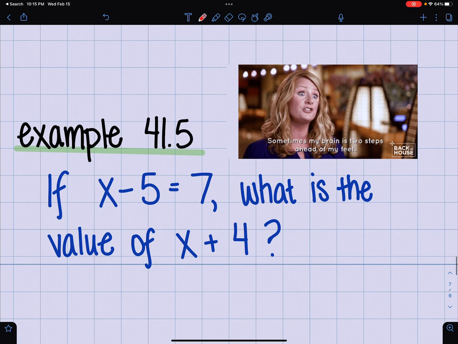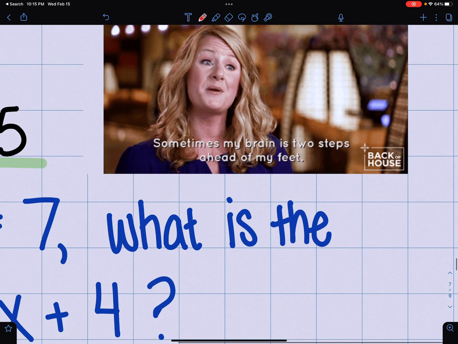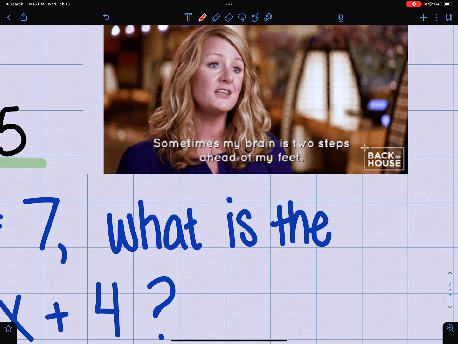Easy. So easy. Sometimes my brain is 2 steps ahead of my feet.